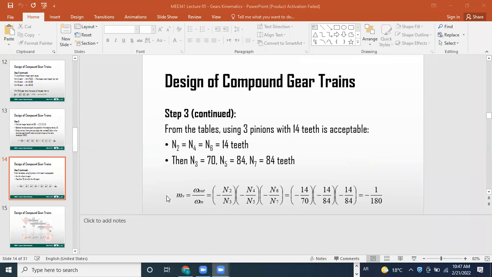Okay. So you can verify now with the 3 sets we have that the gear ratio, as we said, is equal to the product of the number of teeth of the driving gears over the product of the number of teeth of the driven gears, and you can verify that this is the value desired for my MV.